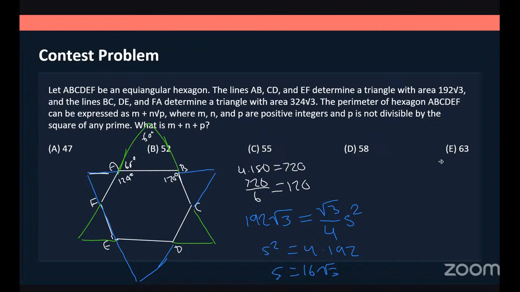So you do the same for the green, which is 324 root 3, and then equate it to the same. Root 3 over 4 times side squared, and then get that down to side squared equals 4 times 324. So the side equals 36. So that's almost our answer. But from here, it asks for M, N, and P, the perimeter.